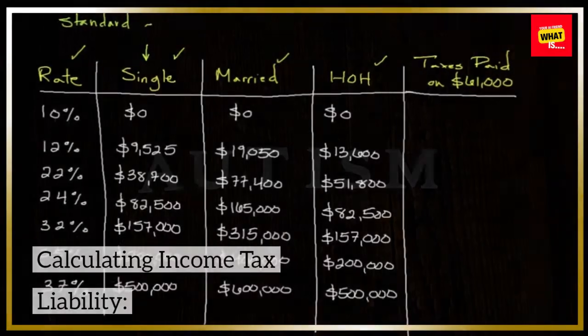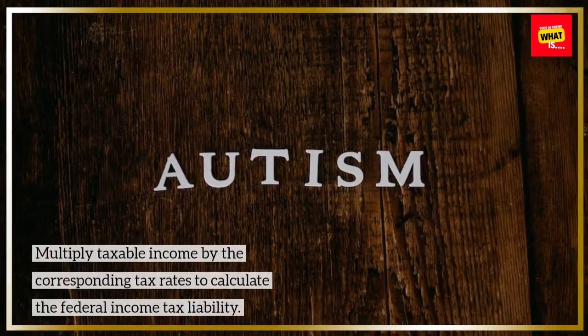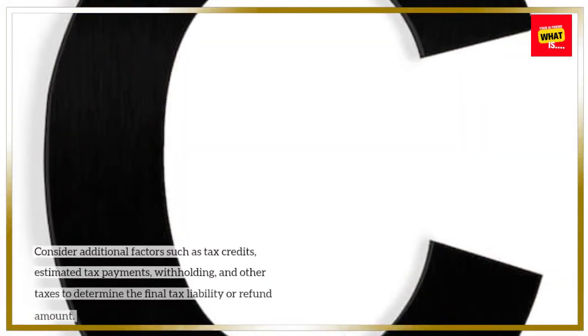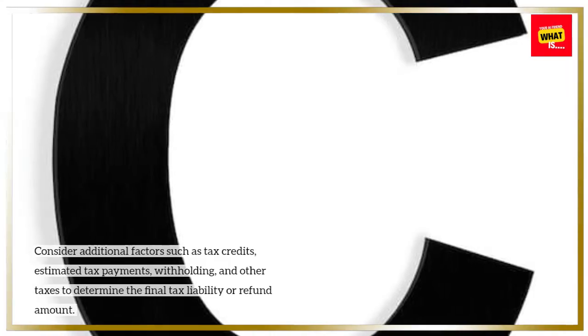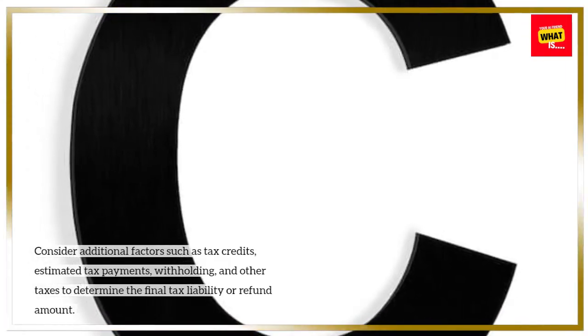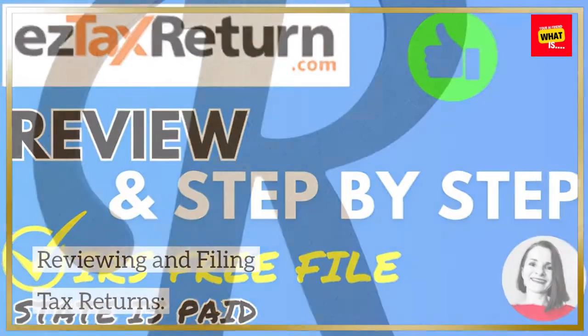Calculating income tax liability. Multiply taxable income by the corresponding tax rates to calculate the federal income tax liability. Consider additional factors such as tax credits, estimated tax payments, withholding, and other taxes to determine the final tax liability or refund amount.